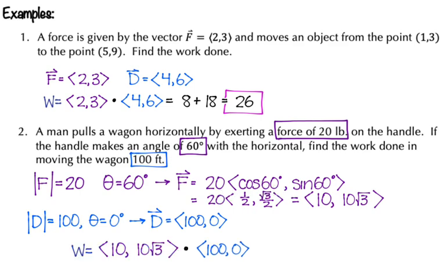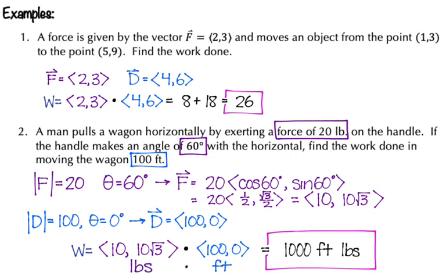Now we're going to find the work done on the wagon. We want to know what work was happening, what effort was being put in. We do the dot product of force and displacement, and we get the number 1,000. The units of force were pounds. The units for displacement were feet. So this is called 1,000 foot-pounds of work.